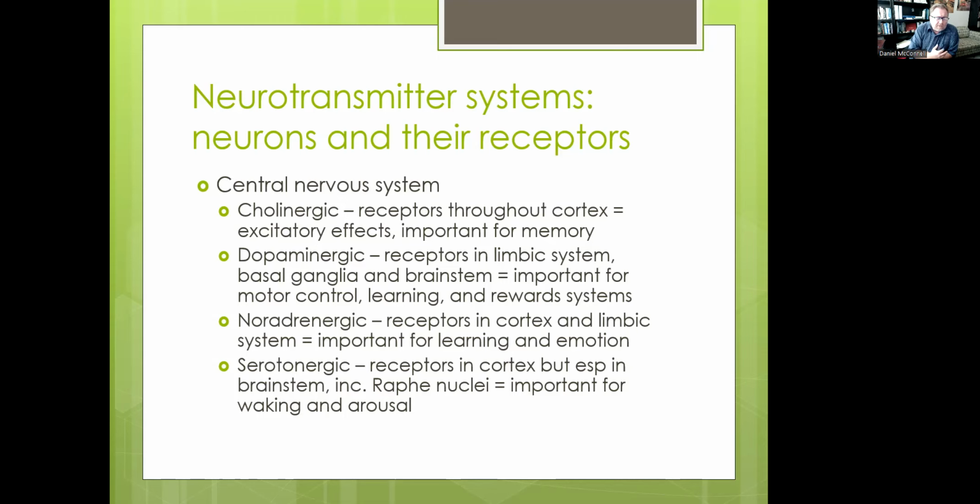You might have heard of another neurotransmitter called melatonin, right? Melatonin is actually a derivative of serotonin. Serotonin is broken down into melatonin. That's part of the job of the pineal gland, and that helps regulate our sleeping and waking cycles.